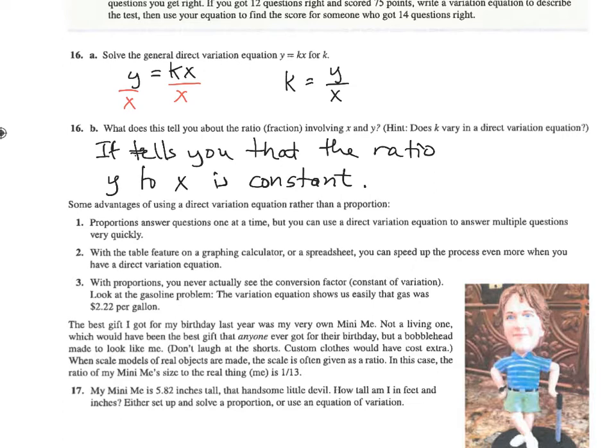Okay, so we're going to use this idea in a couple of problems. It says some advantages of using a direct variation equation rather than a proportion. 1, proportions answer one at a time, but you can use a direct variation equation to answer multiple questions very quickly. 2, with the table feature in your graphing calculator spreadsheet, you can speed up the process even more when you have a direct variation equation. And 3, with proportions, you never actually see the conversion factor or the constant of variation. Like think about the gasoline problem.